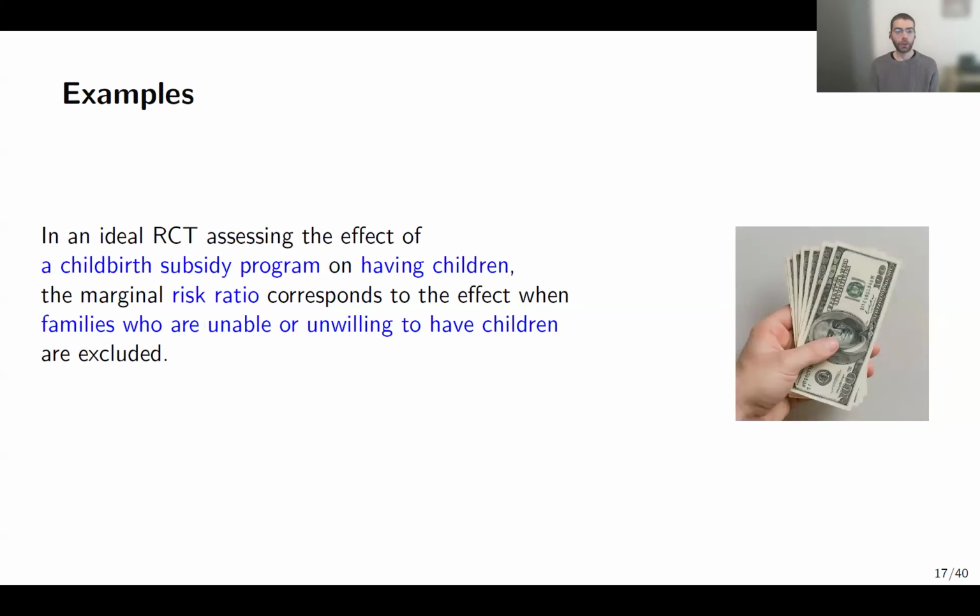Or you can imagine an RCT, a randomized trial, where you want to assess the effect of a childbirth subsidy program on having children. So now you can calculate the marginal risk ratio, and this will correspond to the effect when you exclude families who are unable or unwilling to have children. Because if there are some families who will not have children regardless of the treatment they are assigned to, so if they are assigned to the subsidy program or not, then those families are immune in our terminology, and so they will not experience the outcome either way, and so if you exclude them, the risk ratio will stay the same.